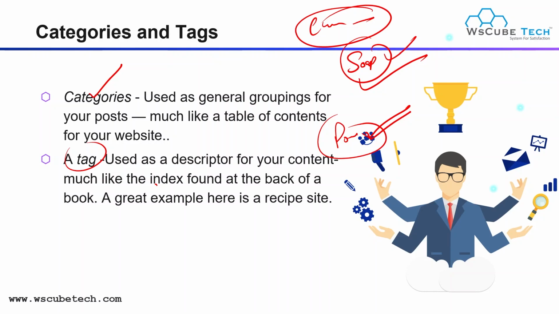So this way, it makes our work easier to differentiate your products. So category is basically a grouping of your posts, which is most likely a table of contents for your website, and tags are used as a descriptor for your content, much like the index found at the back of a book. This is the main difference between category and tag. And a great example of tags is a recipe site.